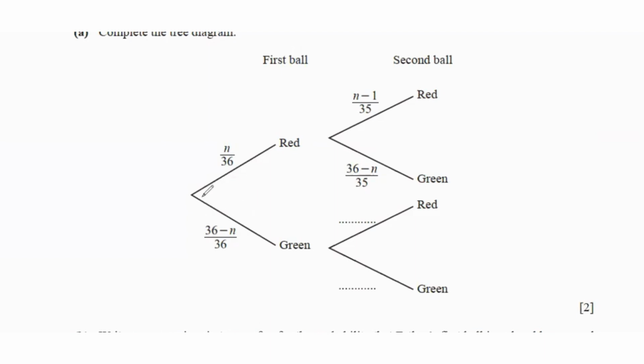So moving on to this, if she's taking a green ball, your red ball would be n over 35. Like I said, your other category's number remains the same. However, the total number of balls would be one less, which would be 35 if she takes a green ball. And over here it would be 36 minus n, because there is one green ball over 35.